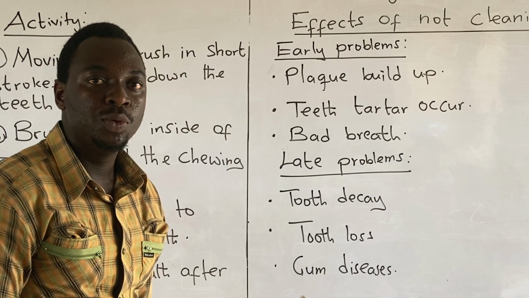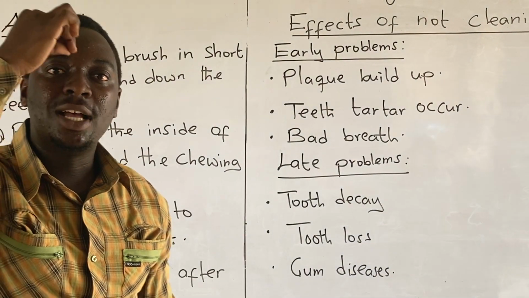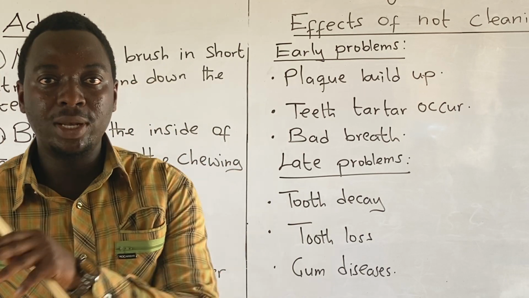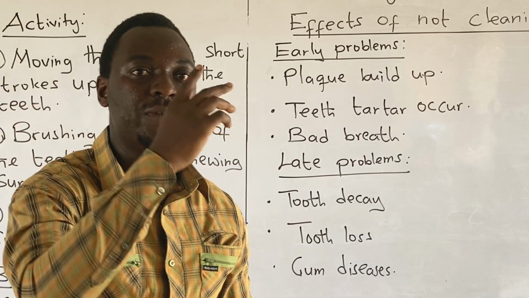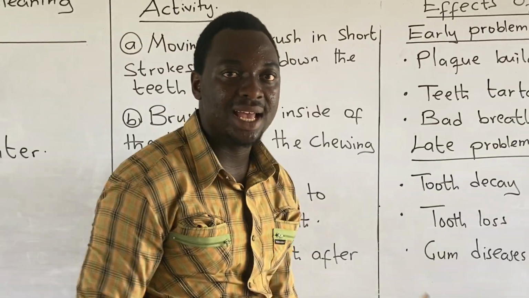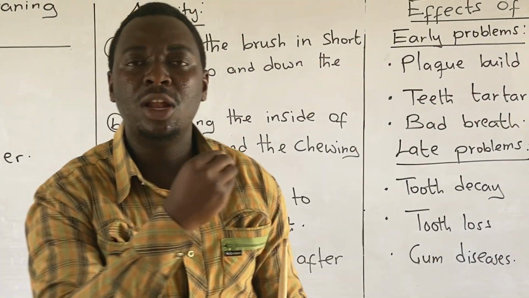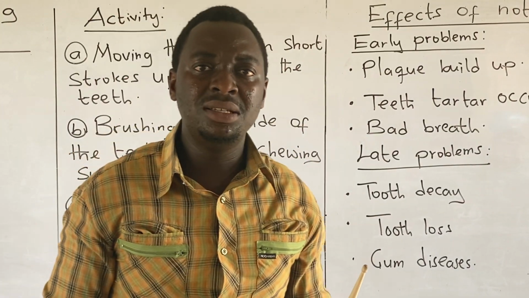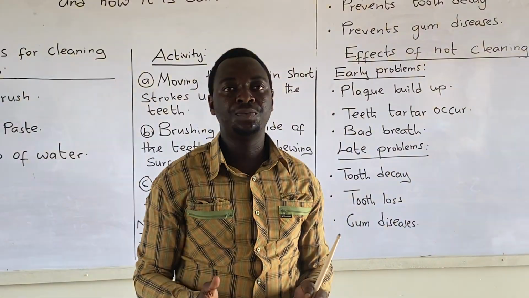Tooth loss. Your teeth will start to fall out one after the other at an older age. Then you have gum diseases. As I mentioned earlier on, you get a lot of diseases in your mouth: oral odor, gum bleeding, and other diseases too.